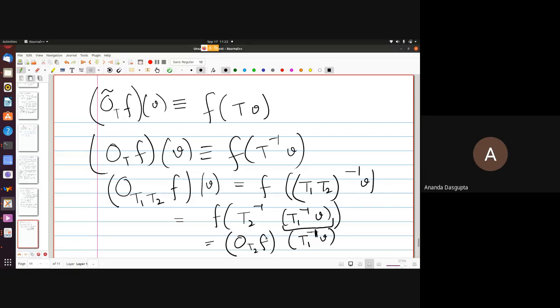O(T2)f is a new function. What you get when you apply T2 on the vector space, in the function space, O(T2) gets to act on f. But this, by definition, is O(T1) acting on the function O(T2)f at V, which leads us to this critically important result. The O(T1 T2) is O(T1) O(T2).